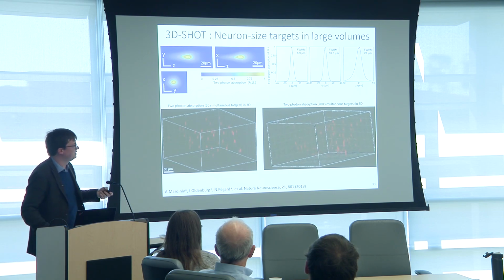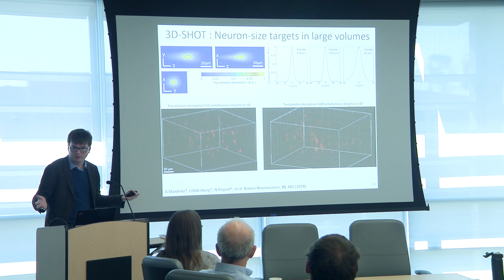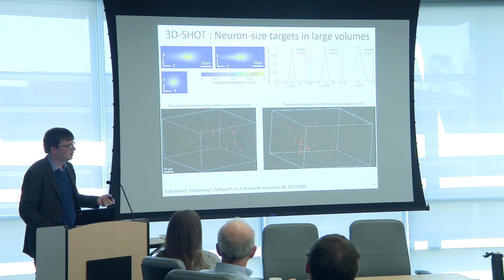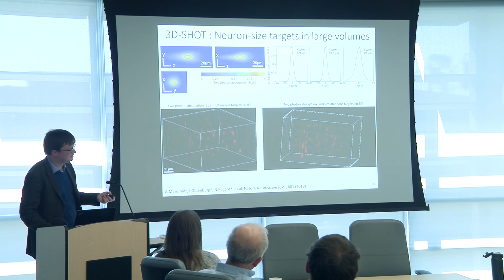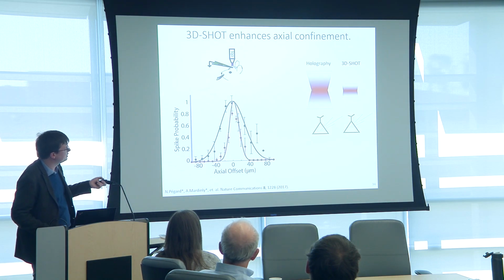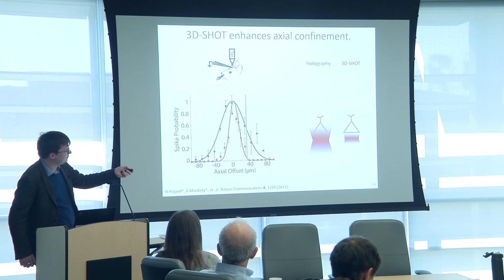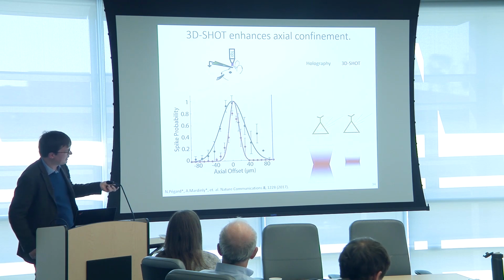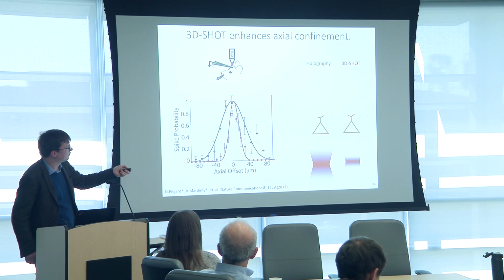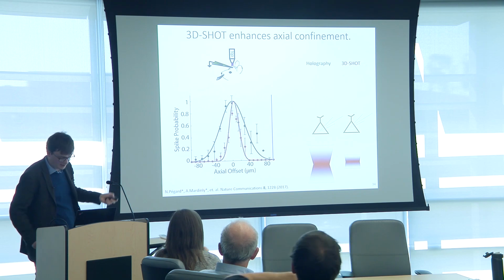You can make as many targets as you want. You've split the energy that is available in your pulse, so you need a very high power laser to make this excitation pattern. But this is what the technology can do. So we did a couple of tests. For instance, we compared holography and 3D SHOT. You take a cell, you patch it to measure photocurrents, and as you scan a holographic spot or a temporally focused spot, you can see that you have enhanced confinement in depth.